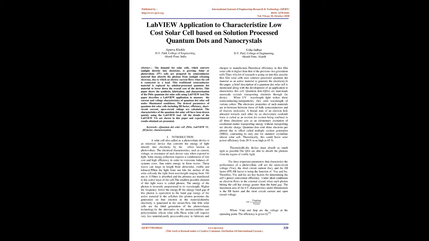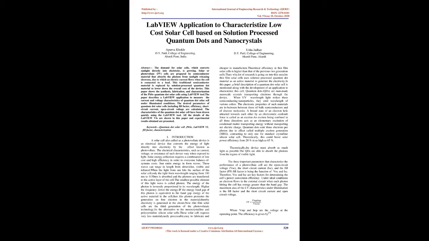Keywords: quantum dot solar cell, PbSe, LabVIEW, fill factor, characterization. Introduction. A solar cell, also called a photovoltaic device, is an electrical device that converts the energy of light directly into electricity by the effect known as photovoltaic. The electrical characteristics, such as current, voltage, or resistance of such a device vary when exposed to light. Solar energy collection requires a combination of low cost and high efficiency in order to overcome balance of systems costs.